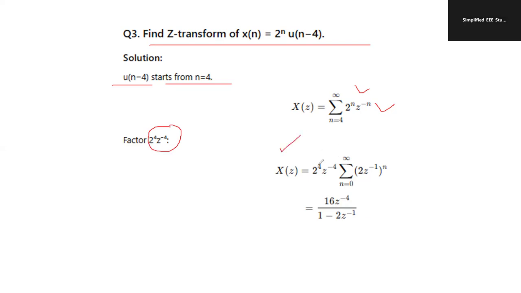So by elaborating, 2 to the power 4 and z to the power minus 4, I'll be taking outside, sum from n equal to 0 of 2 z to the power minus 1, whole to the power n. I'm going to make a modification. So this is nothing but 16 z to the power minus 4 upon 1 minus 2 z to the power minus 1. So that is the simplified expression.